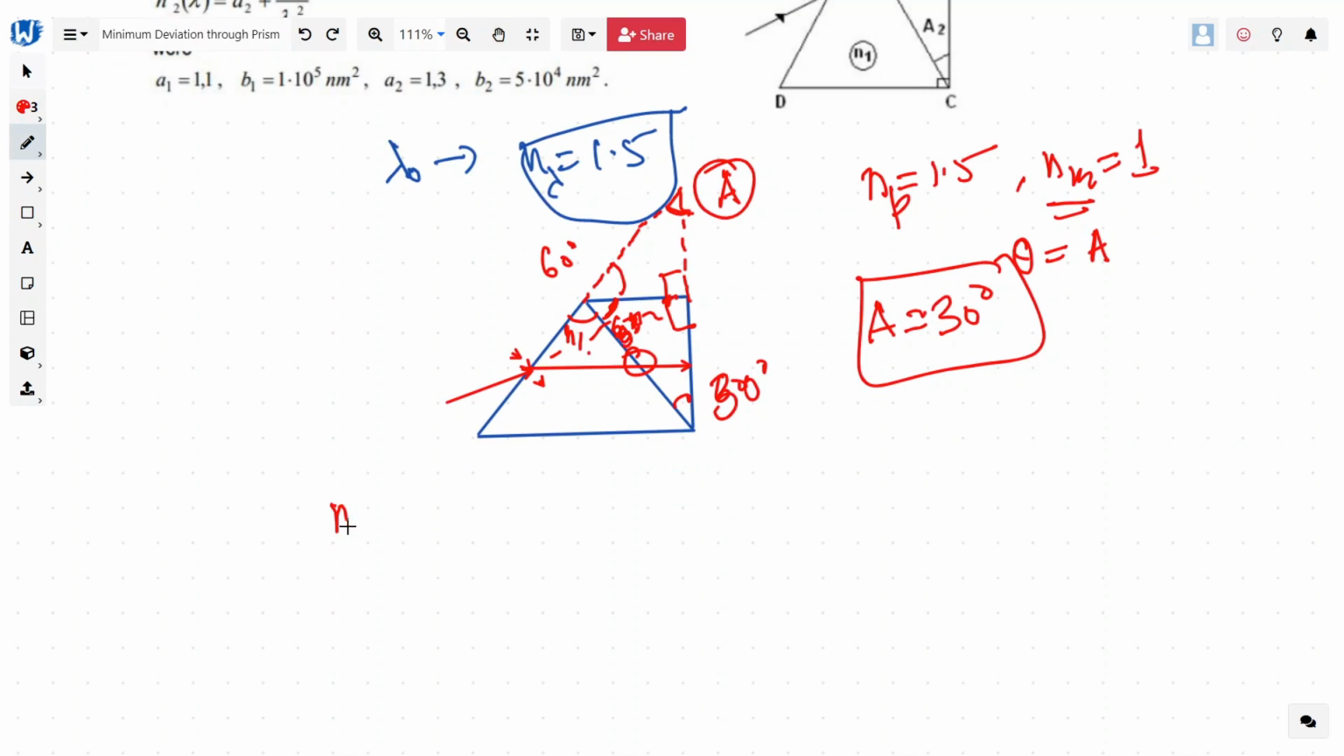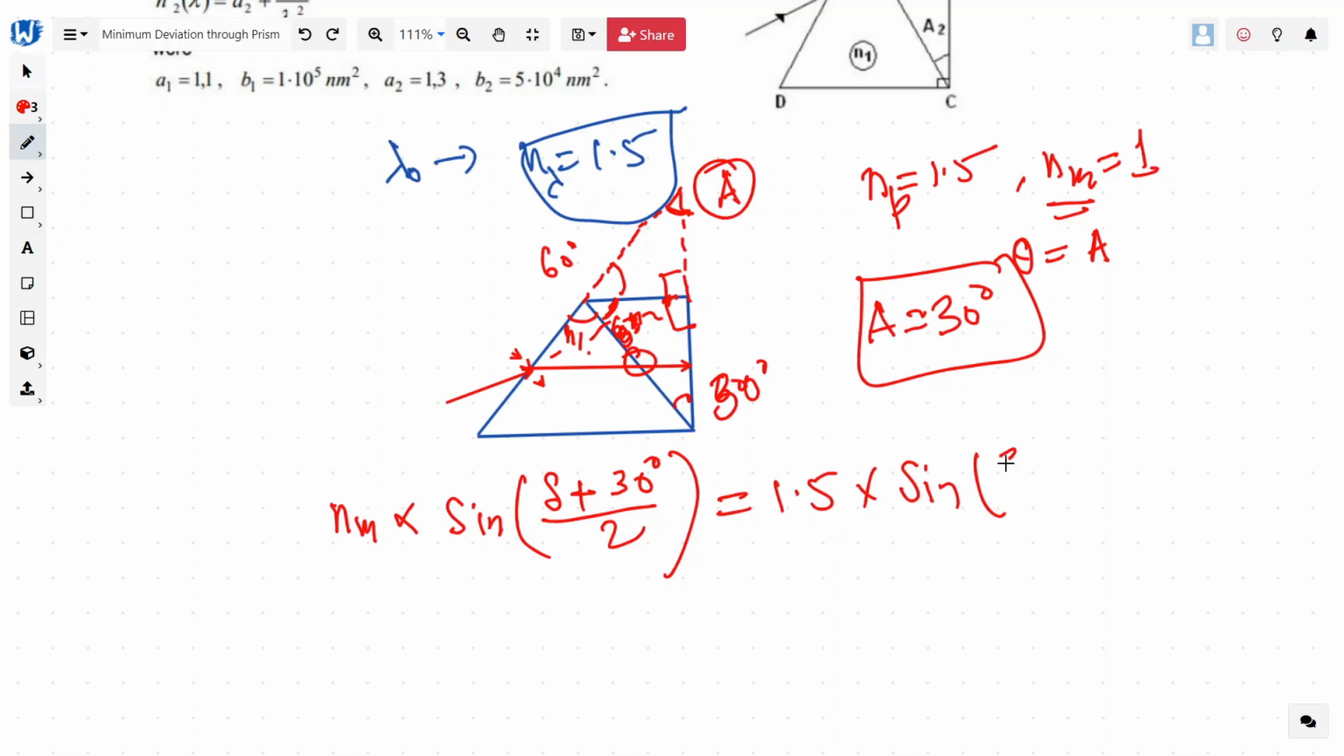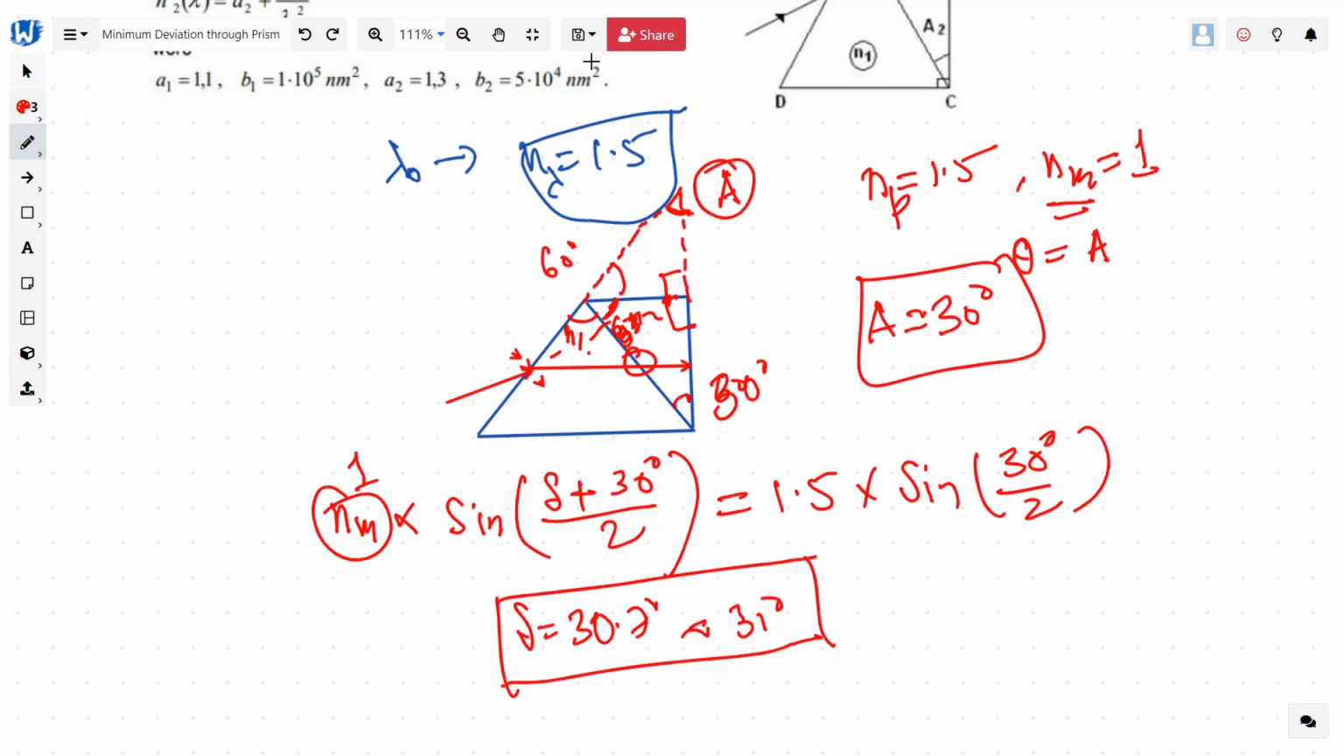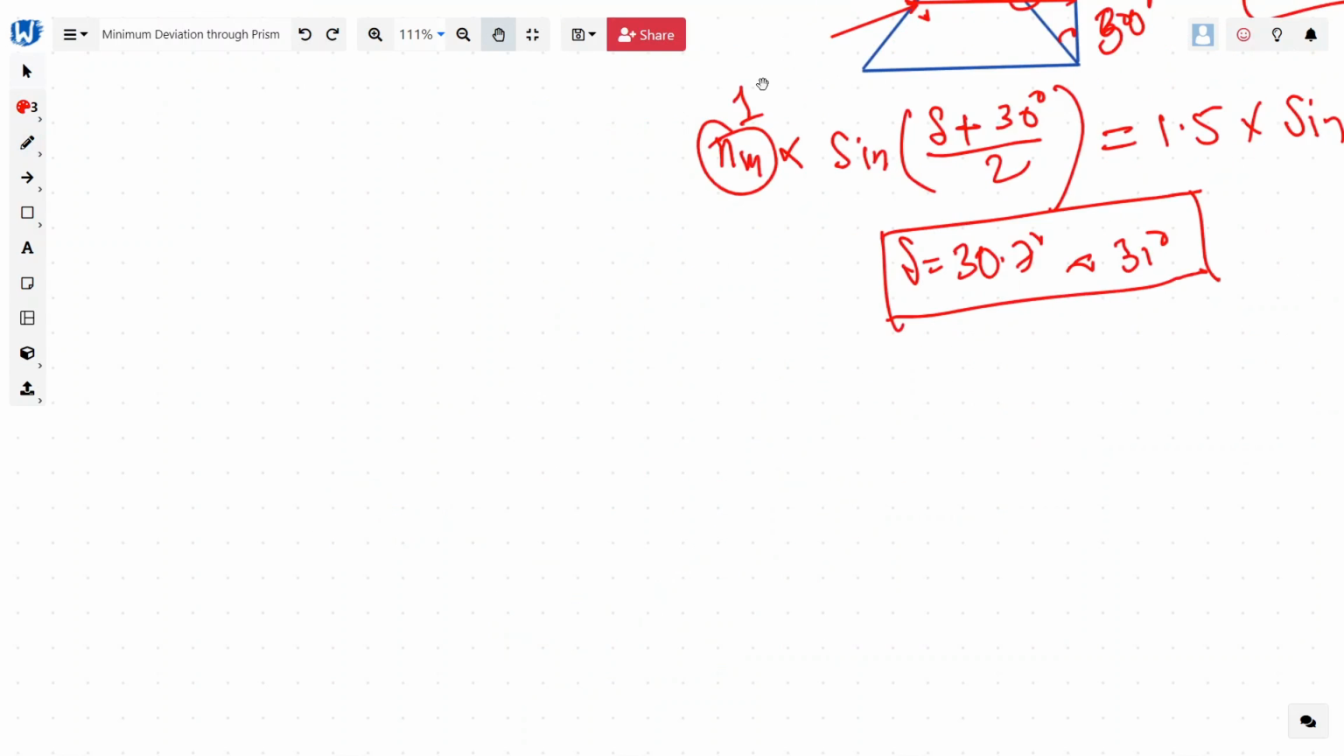So it's the refractive index of the medium, sine delta plus theta over 2 is what we have to find out. 30 degrees by 2 is going to be equal to n of the prism, which is 1.5, times sine 30 degrees by 2. Everything is known. We can simply find this one is 1, so everything is known, and we can simply find that delta will come out to be around 30.7 degrees or 31 degrees. So this is how you can think about the problem, use these formulas and try and solve them.